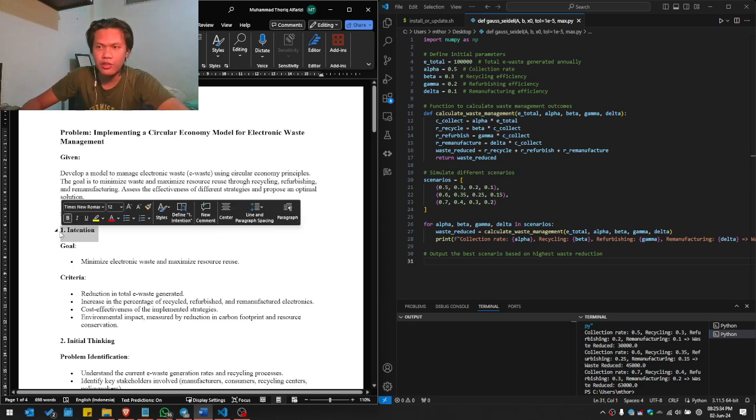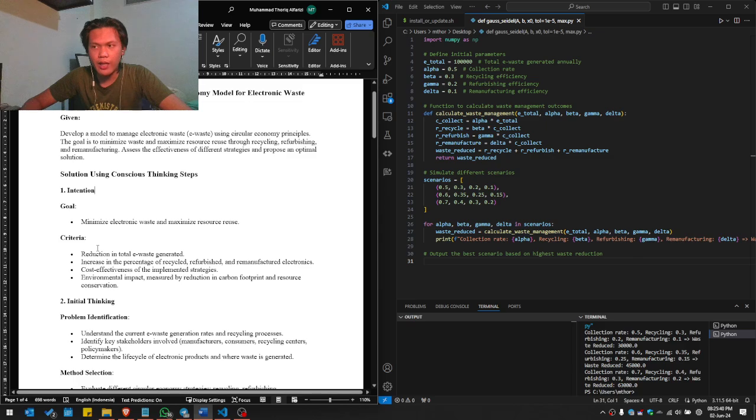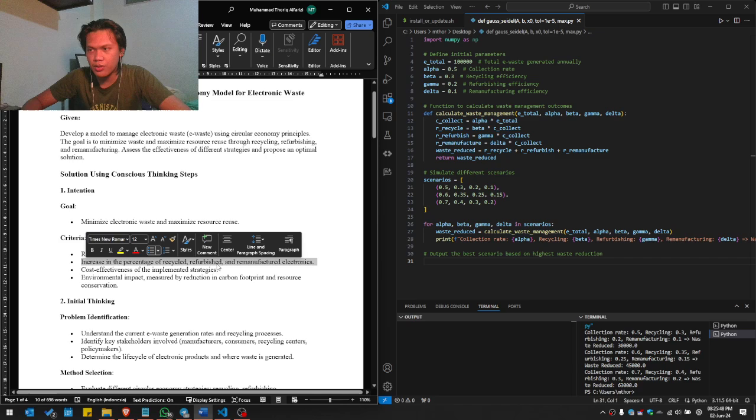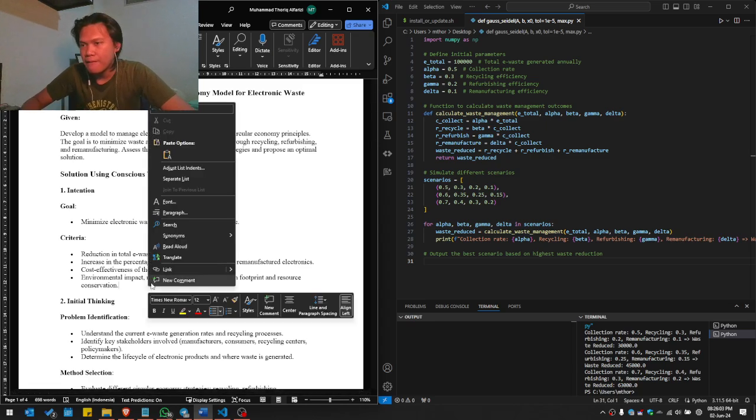So the first one is intention. The goal is to minimize electronic waste and maximize resource reuse. And we have the criteria, which are reduction in total e-waste generated, increase in percentage of recycled, refurbished, and remanufactured electronics, cost effectiveness, and environmental impact.